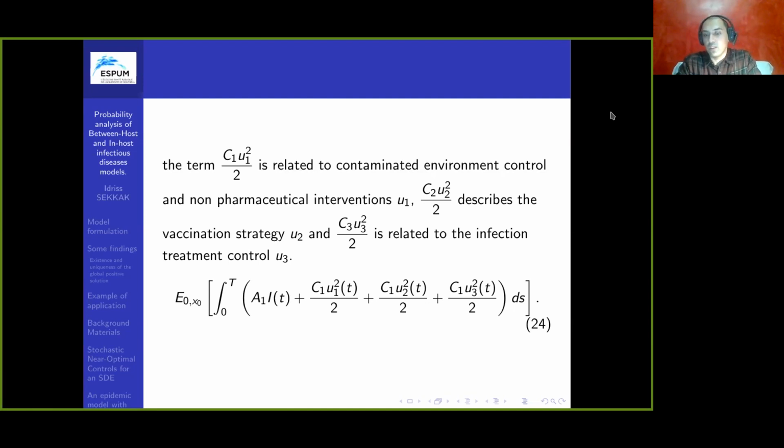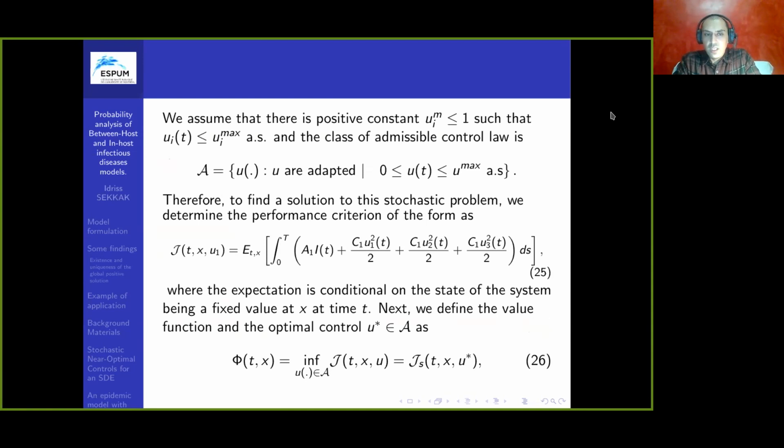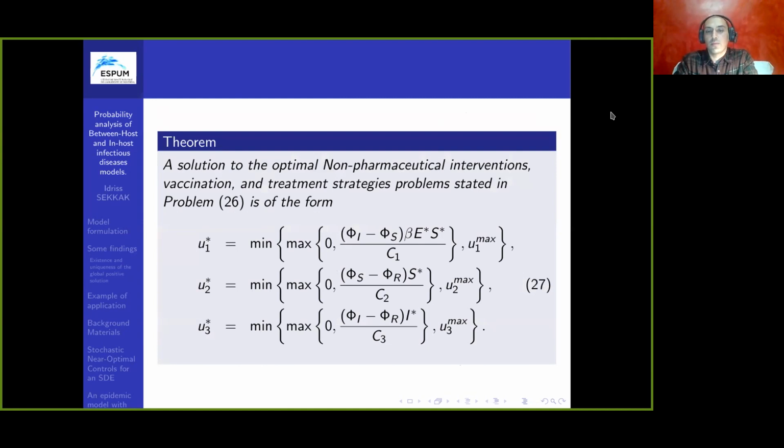We formulated the following quadratic function, and we are trying to find the solution for the stochastic epidemic model with control. We determined the performance criterion in this form, and we also defined the value function for the optimal control problem. At the end, for the characterization of this problem, we got three formulations for U1 star, U2 star, and U3 star.